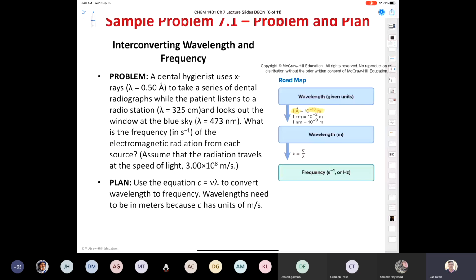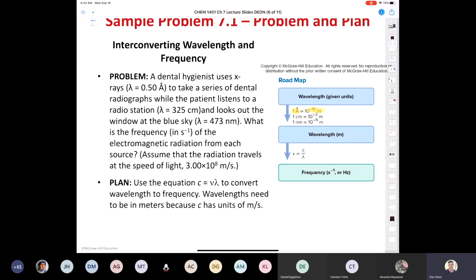That's 3.25 meters. So that's more than 3 yards. It's about 3.5 yards long. And the person looks out the window. Wow, this person's really got some wavelengths in their life. They're looking at the blue sky. Blue light has a wavelength of 473 nanometers. What is the frequency in cycles per second of the electromagnetic radiation from each source?